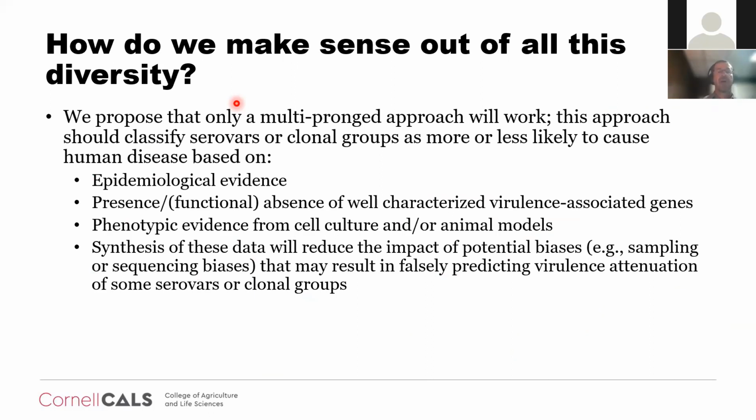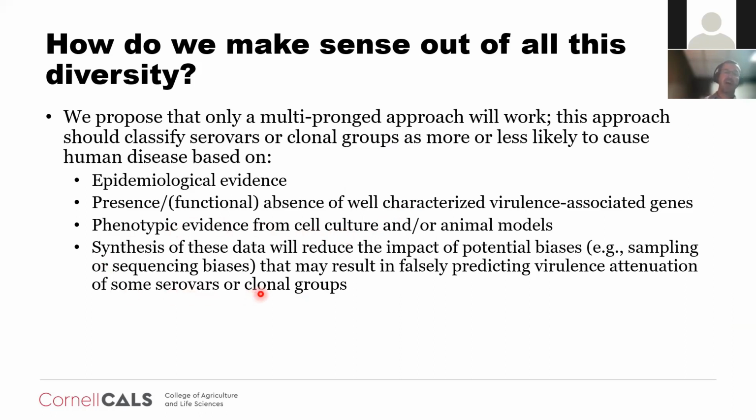So what do we propose? We propose a multi-pronged approach that classifies Serovars as more or less likely to cause human disease based on epidemiological evidence, what I've showed you before, relative frequency in animal source populations and humans, presence or absence of virulence-associated genes, and phenotypic evidence that certain strains may be less likely to cause human disease.